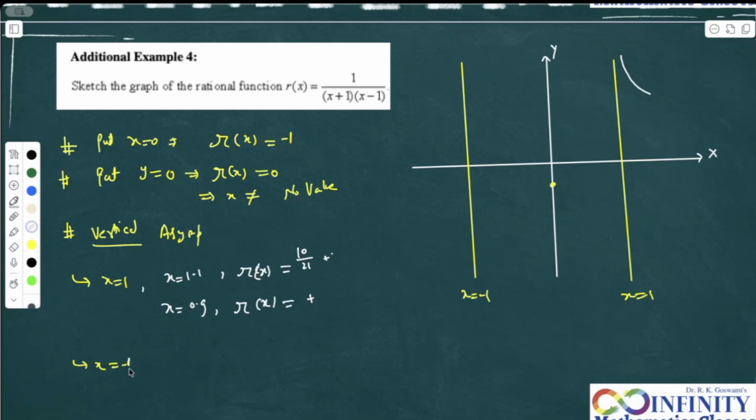X equals -1 is there. I need to ask you at x equals to, it is right of -1, that is -0.9, and on the left of -1, that is -1.1. Please help me with the values of R(x). Are they positive or negative? What are the values basically? It would be negative for -0.9, and for -1.1, it would also be negative.